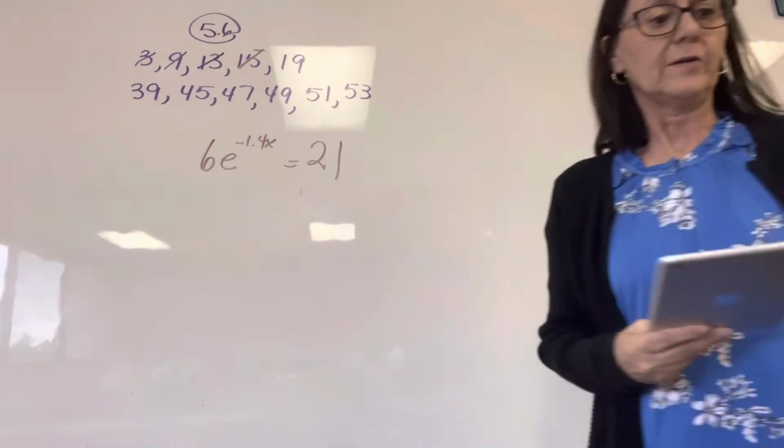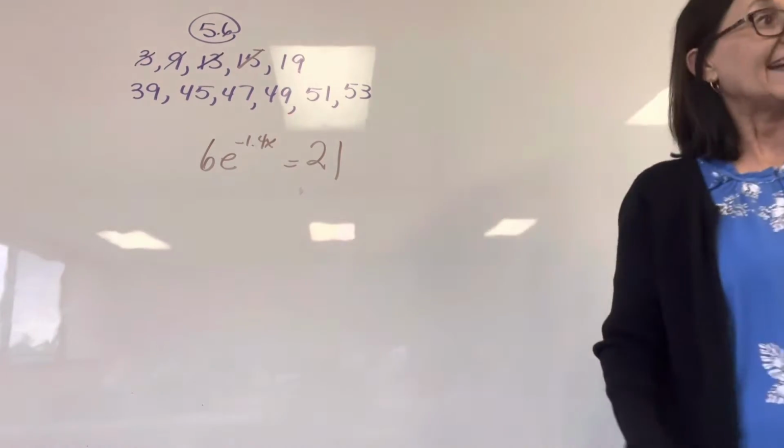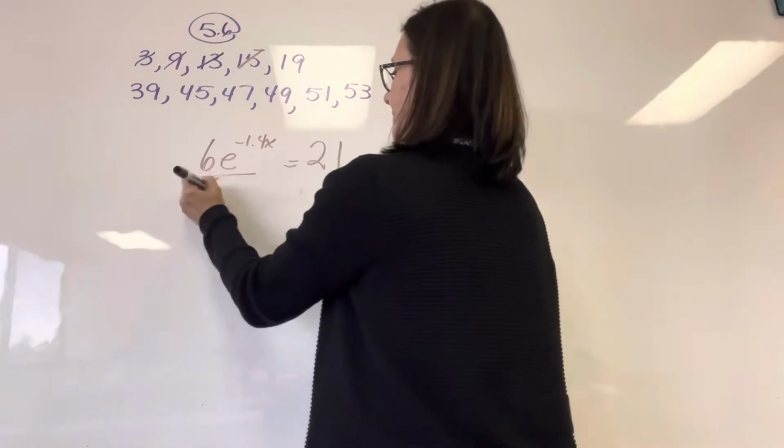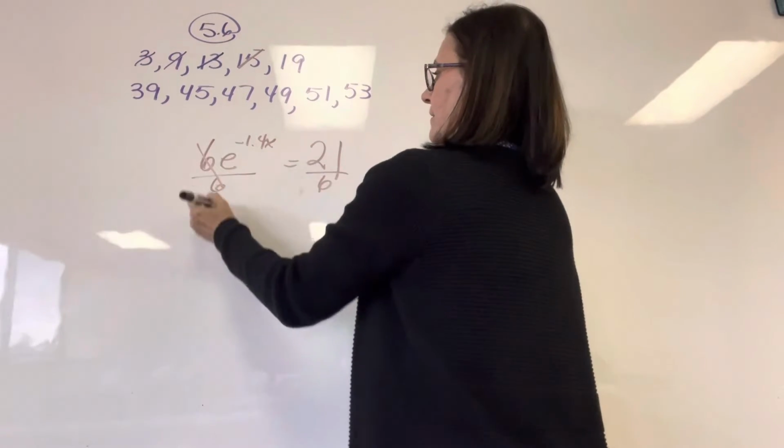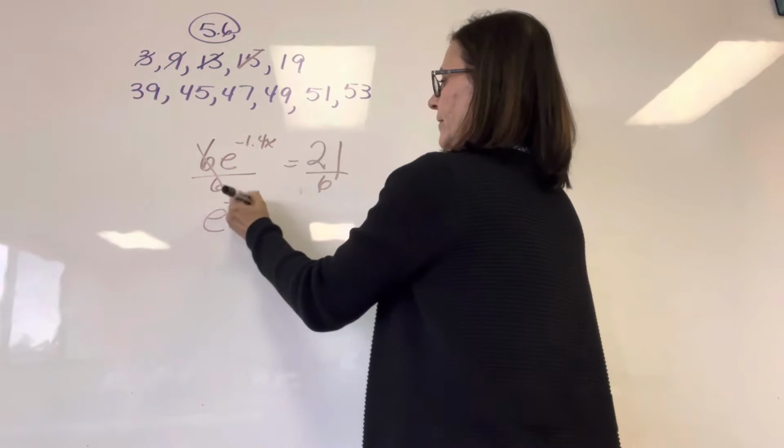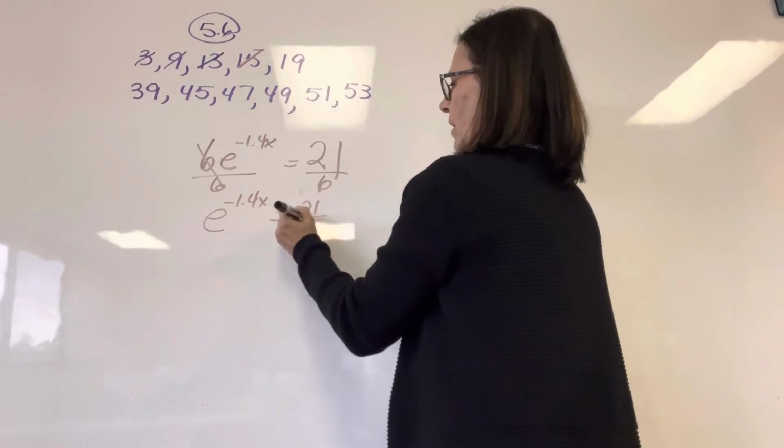What would you do first? Divide by 6. I divide by 6. So you have e to the negative 1.4x equals 21/6.